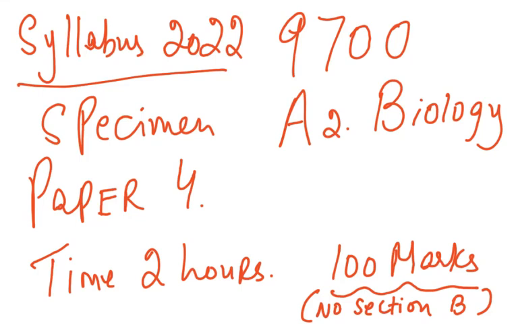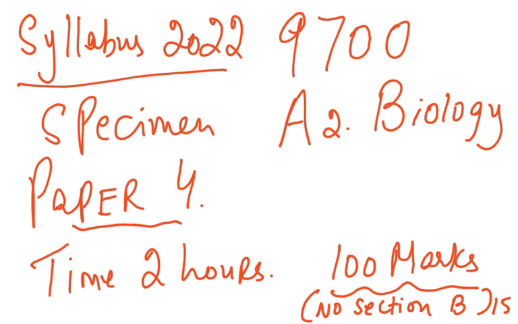Bismillahirrahmanirrahim. We start now the specimen paper 4, which has been sent to us by Cambridge for the 2022 syllabus. As you can see in this, there's 100 marks. This was in the previous exams as well, but the only thing which is different is that the 15 marks section B has been removed. So now there is no choice.